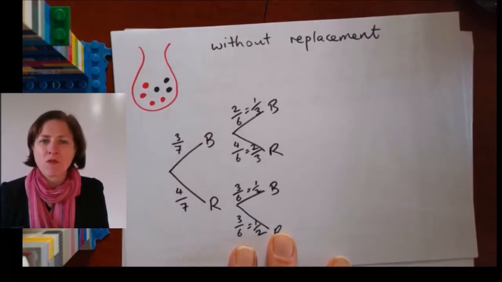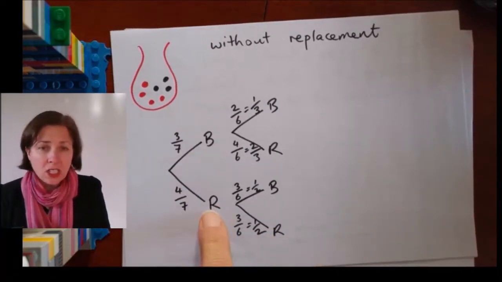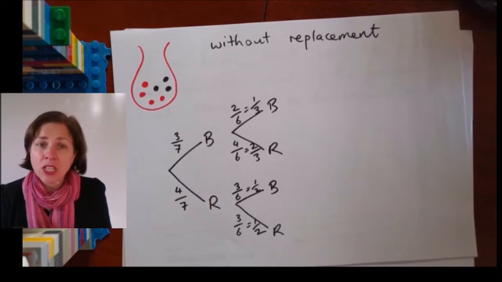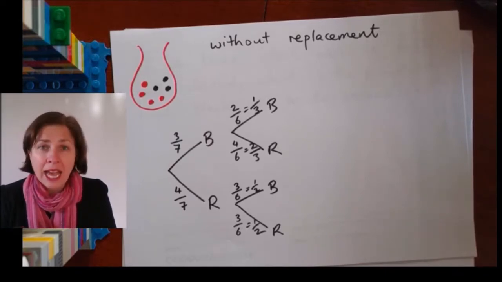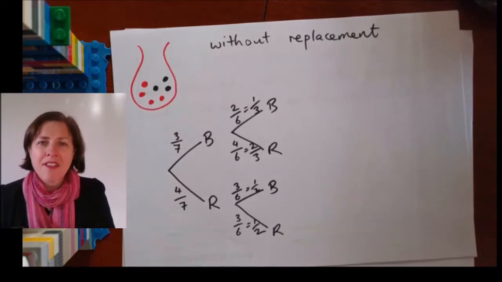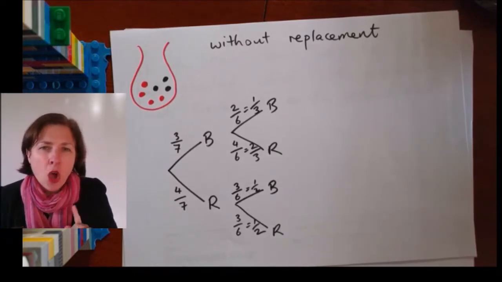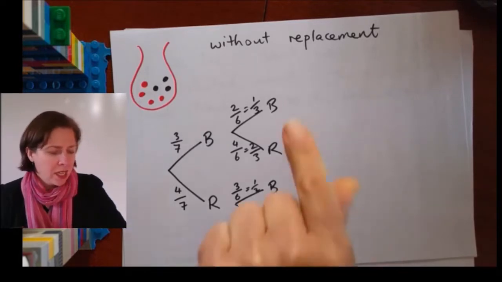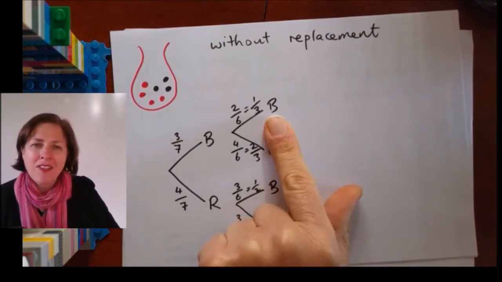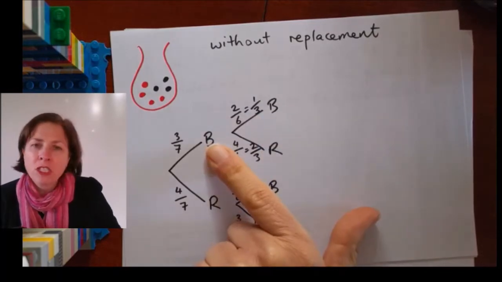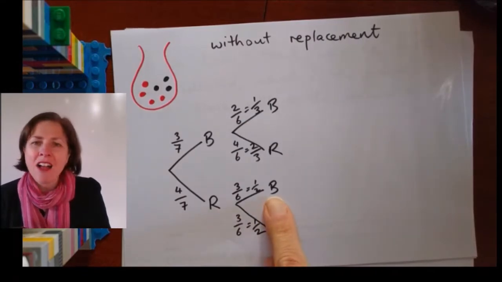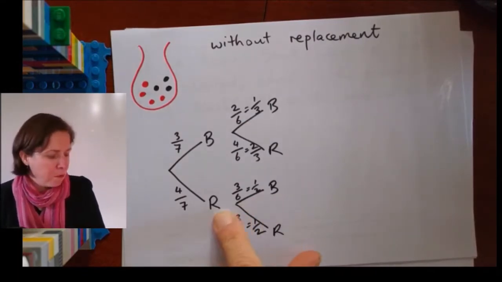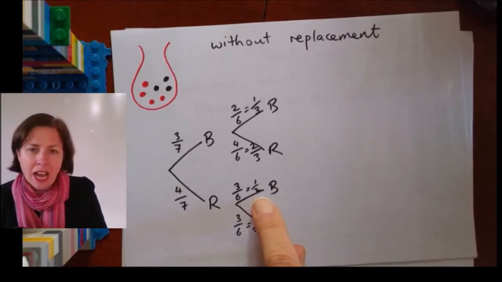Remember, in sampling without replacement, what happens the first time changes what happens the second time. So let's think about this situation where I'm pulling some balls out of a bag. I've got 4 red balls and I've got 3 black. So what's the probability that I pull a black out the second time? Well, that's going to depend on what happened the first time. The probability that I pull a black out the second time, given that my first ball was black, is 1/3. The probability that I pull a black out the second time, given that my first ball was red, is 1/2.